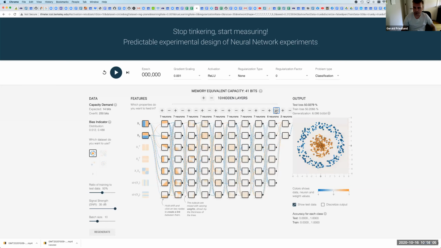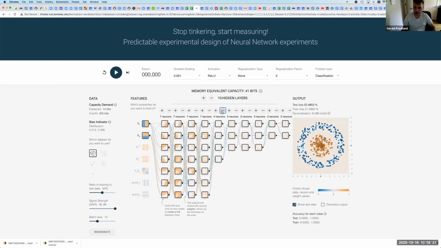Even though I delete those neurons, nothing happens to the memory equivalent capacity because they're already so dependent on the other ones that it doesn't matter to have them. They're completely redundant, okay? Now comes the interesting question. What happens when we do backpropagation? When we do backpropagation, we have the same problem.